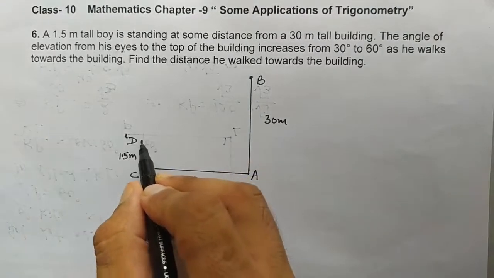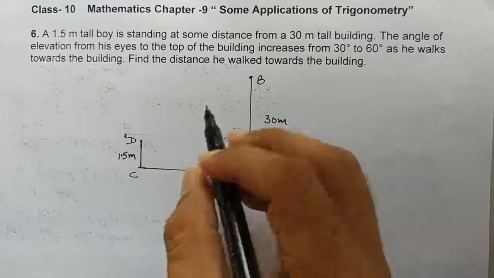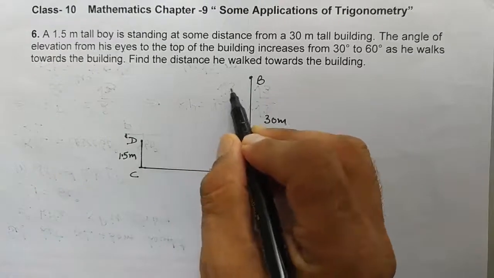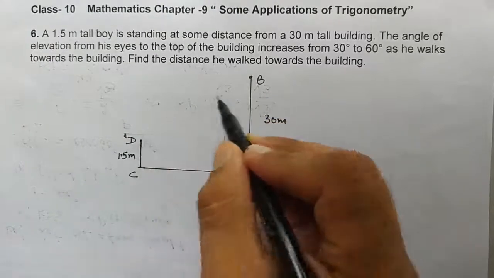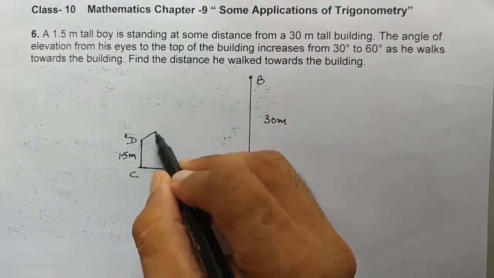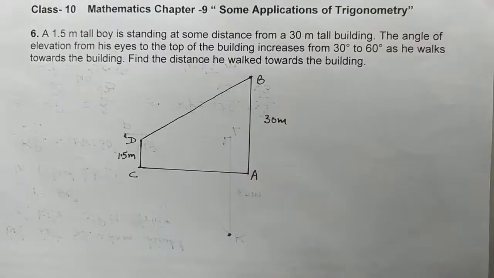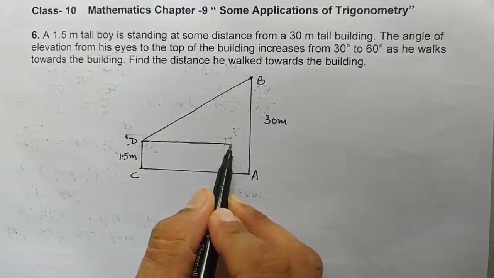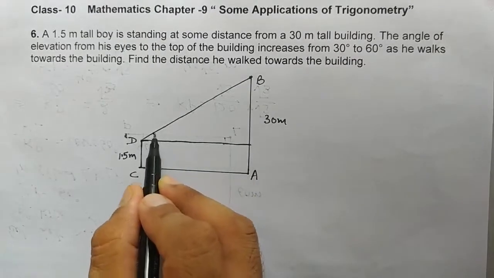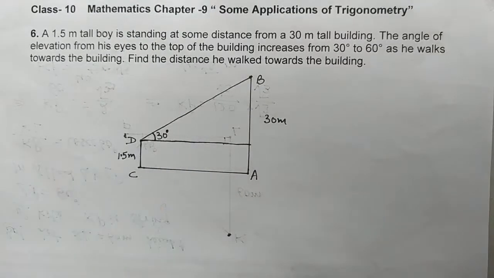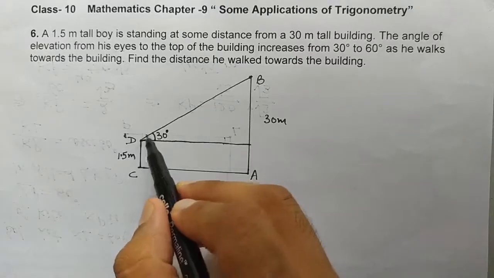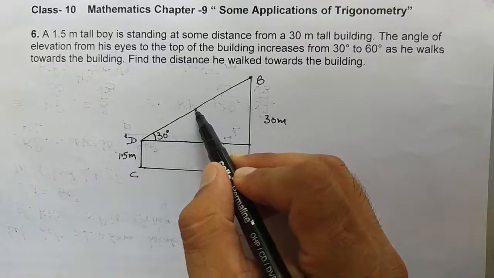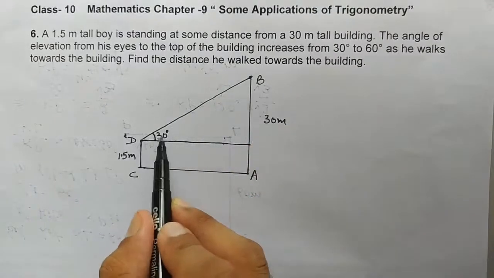So see here, this is the eye of this boy. So you know, angle of elevation is the angle between the ray of sight and the horizontal. So when he will see the top of the building, this will be the ray of sight. Okay, this is the ray of sight, and this is the horizontal of the eye of the observer. So this angle is 30 degree given, right? When he will look towards the top of the building, the ray of sight will be in this line, and this is horizontal, so this is 30 degree.